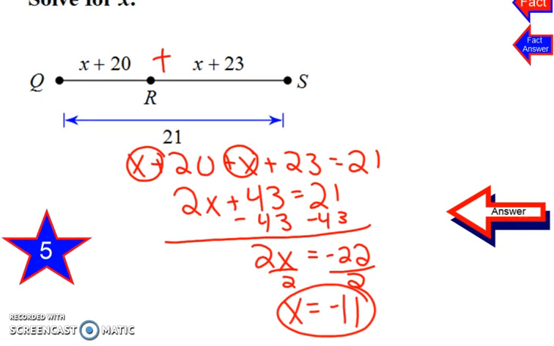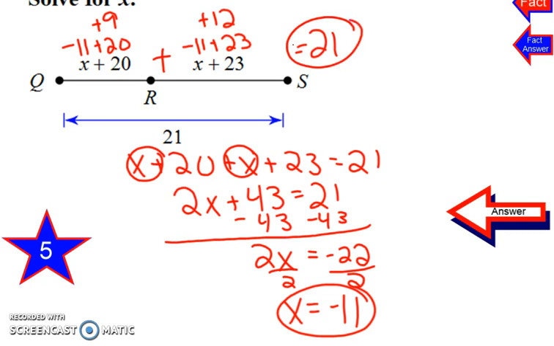Now when I go to plug this back in, negative 11 plus 20 gives me positive 9. Well, that's okay. Negative 11 plus 23 gives me positive 12. That's okay. And 9 plus 12 gives me 21. And they are congruent to each other. So it's important to make sure that we double check. Make sure your answers make sense, that we don't have a negative value for a line segment.